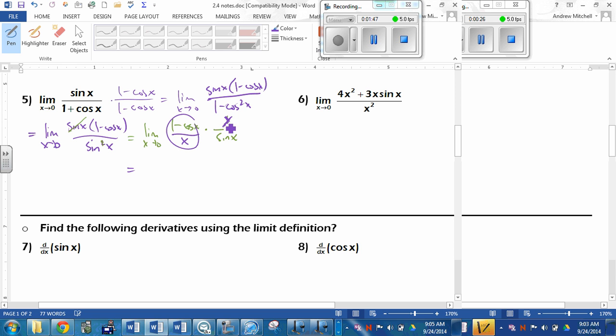Now we can take the limit of each part. Limit of this first part is 0. Limit of the second part is 1. So our overall limit for this one is 0.